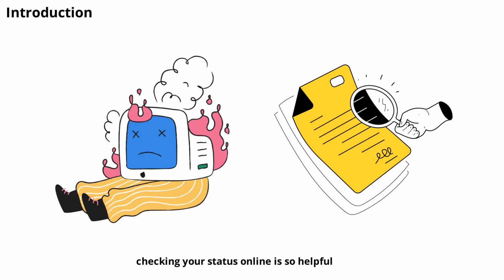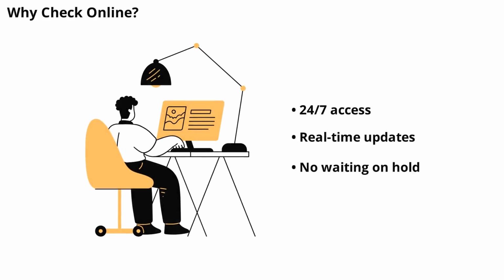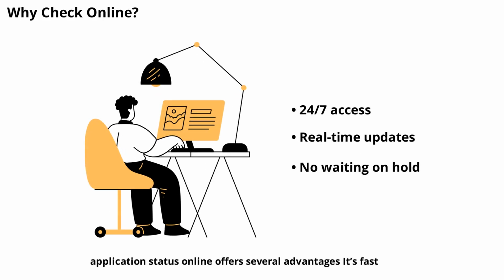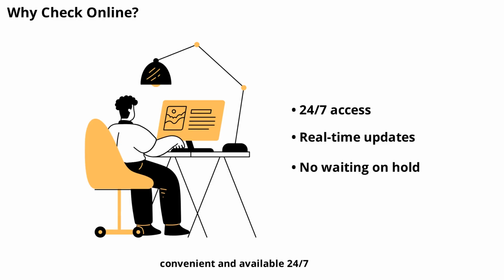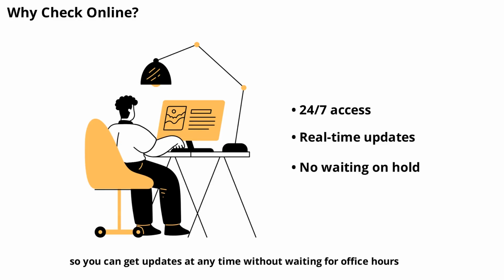Let's get started by understanding why checking your status online is so helpful. Checking your SSDI or SSI application status online offers several advantages. It's fast, convenient, and available 24/7, so you can get updates at any time without waiting for office hours. You'll also see real-time updates, which means you're always in the loop about your application's progress. Plus, it saves you time compared to calling or visiting your local Social Security office.